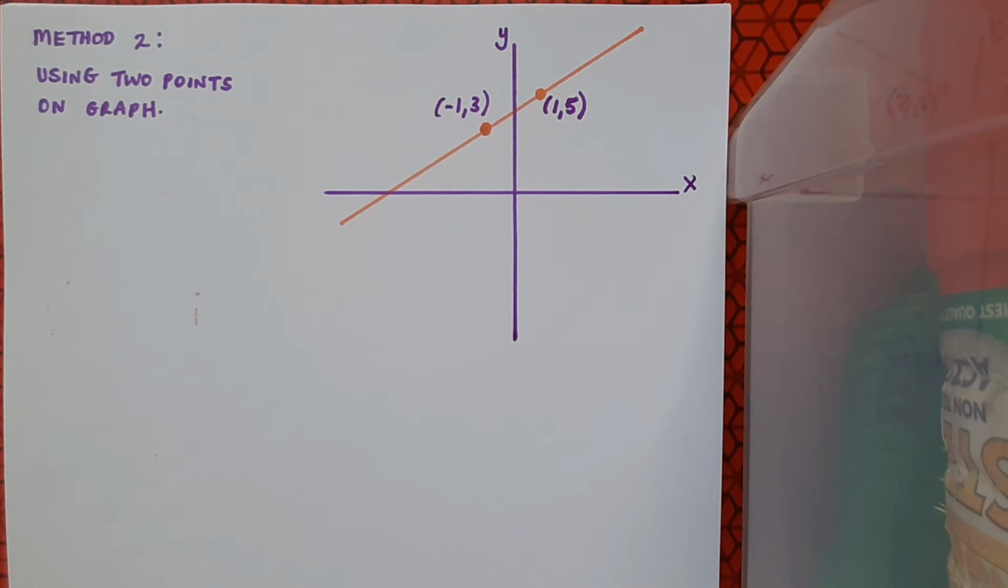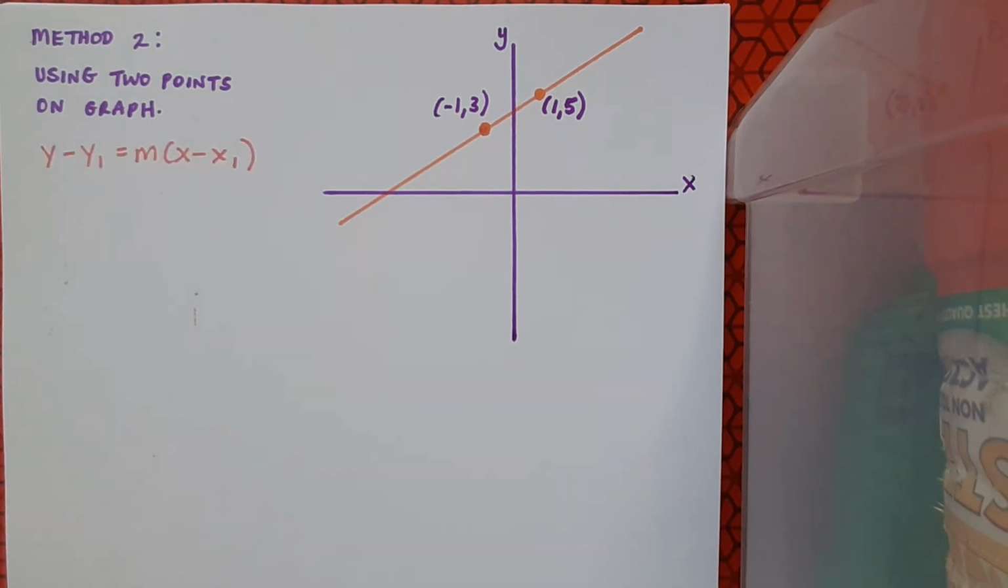I do, however, have 2 points, and I can use 2 points to get the equation of a line. When I have any 2 points, I can always use the formula y minus y1 equals m times x minus x1 to get the equation. Of course, I can't use rise over run to get the slope, but there's a formula for that, which is m equals y2 minus y1 over x2 minus x1. We start by getting the slope.